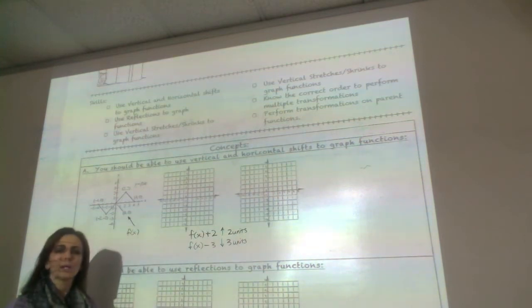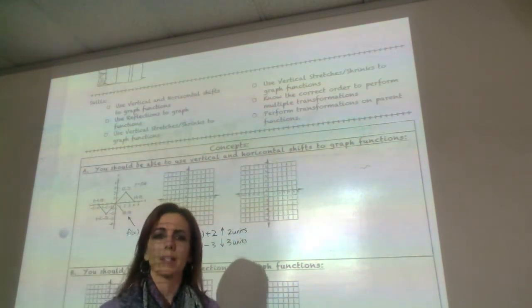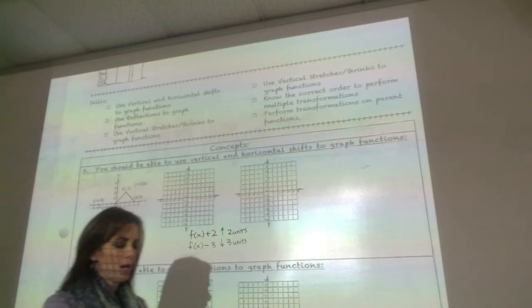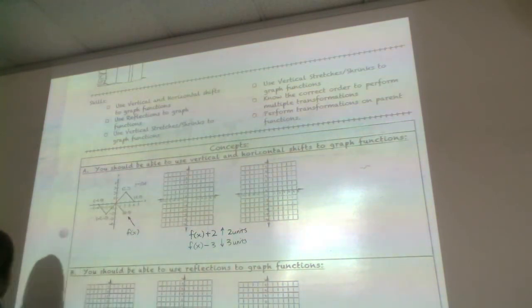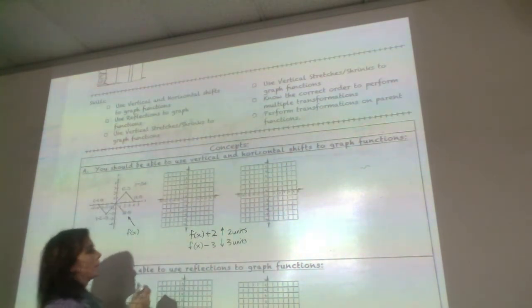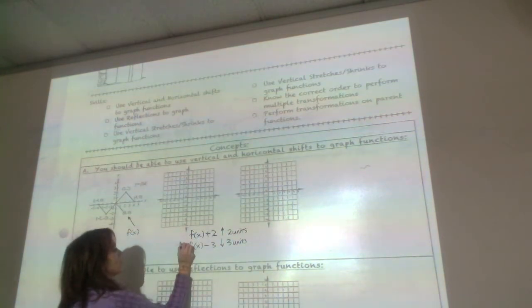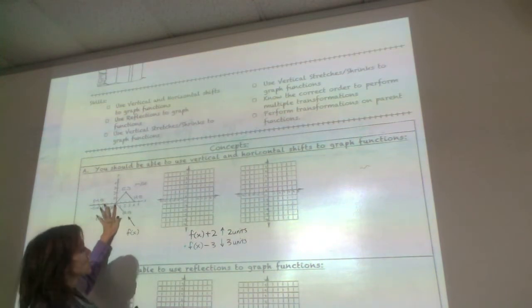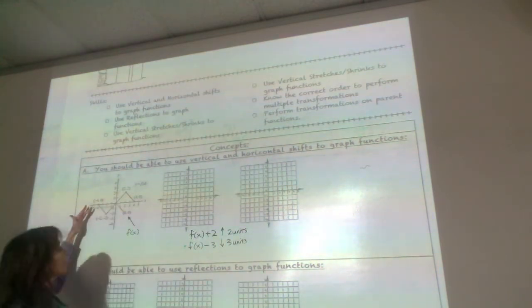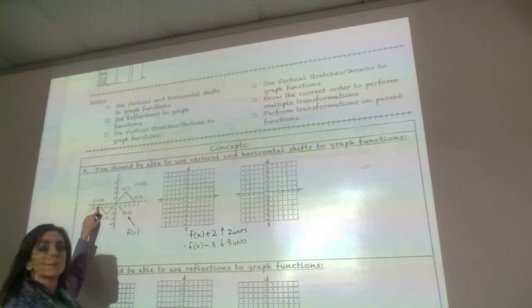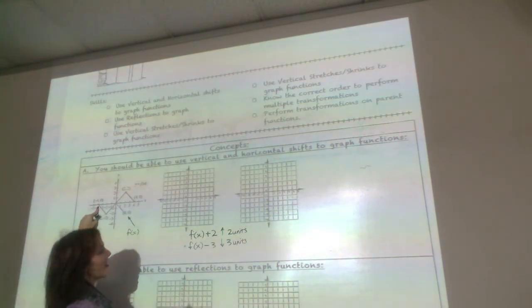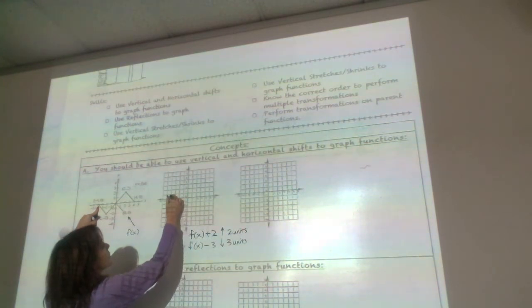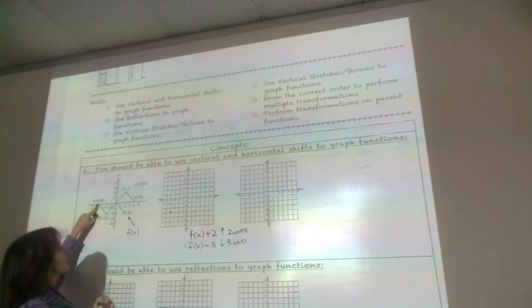Okay, so we're going to take one of these and actually graph it on this coordinate plane. Let's do this one right here. We're going to take f of x and shift it down 3 units. That means every point on this graph is going to go down. So this point over here at negative 4, 0 is going to go down 3 units. 1, 2, 3. And that's going to be this one.